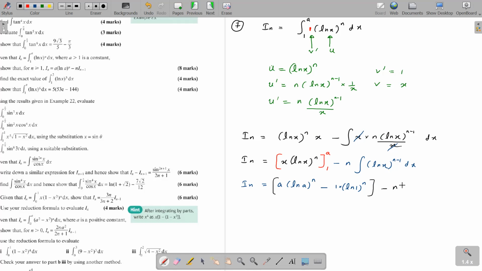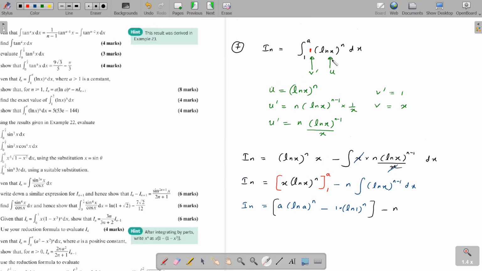Minus n times the other one. What about the integration of ln x to the power n minus 1? You can see I_n is the integration of ln x to the power n. So ln x to the power n minus 1, according to this format, when you have power n minus 1 on top with the integral sign, it means it's I_(n-1). You see? The integral of this part over here. The only difference is the n minus 1. So this is I_(n-1). There's an n in front.